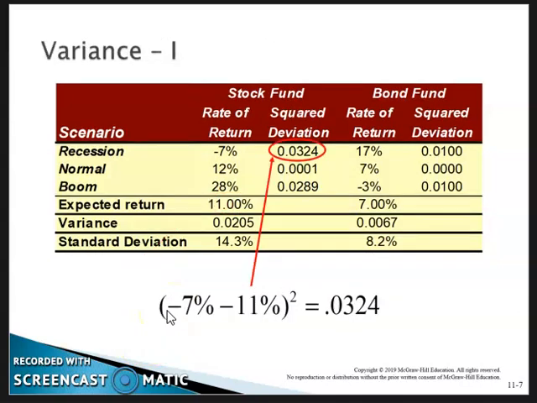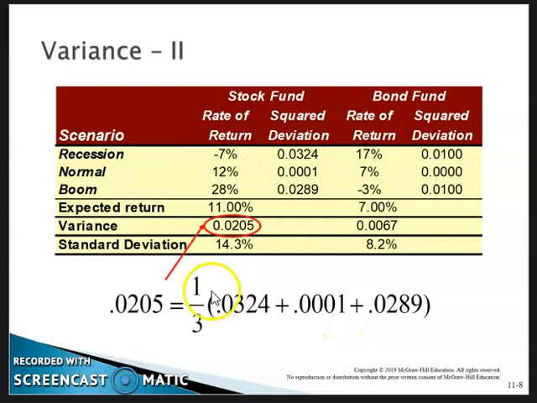So the squared deviation, as I mentioned: negative 7 minus the expected return 11%, squared. So that's 0.0324. We take all those, the variance is the sum of 1/3 of all the squared deviations, and that's 0.0205. We take the square root of that, which is 0.143, or 14.3%.